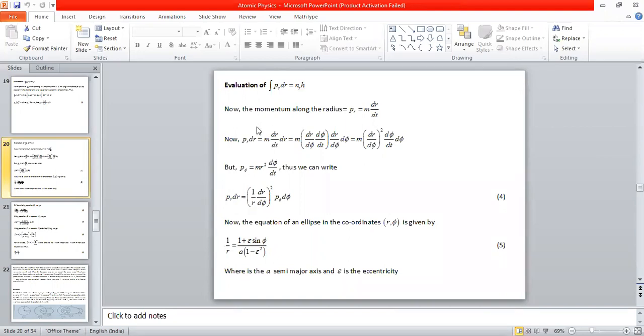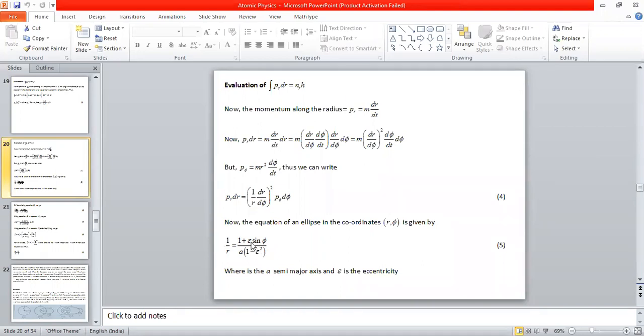Okay, so we can simplify this expression Pr dr. We discussed this yesterday. This expression Pr dr can be expressed in terms of P phi. P phi is the angular momentum of the electron, because of the azimuthal angle phi. Then we can make use of the equation of the ellipse, in terms of coordinates r and phi: 1 by r is equal to 1 plus epsilon cos phi divided by a into 1 minus epsilon square.